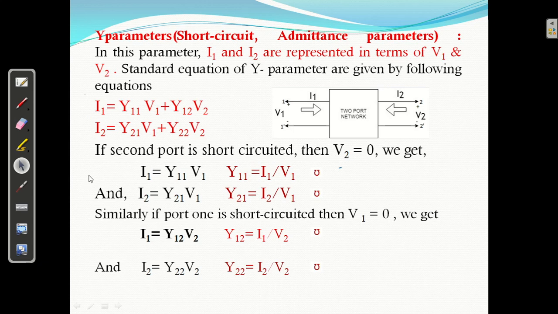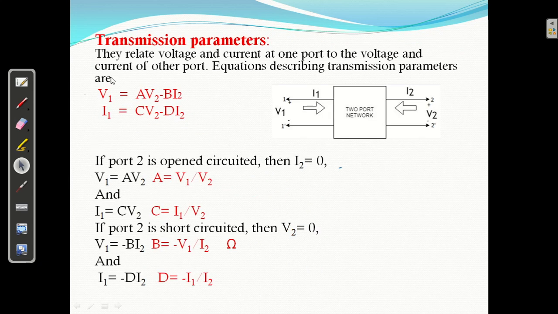The third parameter I am going to discuss is called the transmission parameter, or you can say one more name, ABCD parameter. In the transmission parameter also, the same I1 and I2, both are incoming currents, with V1 and V2. Four variables are there, V1, I1, V2, I2. Both are incoming currents. Clear? Here one is a function of 2.